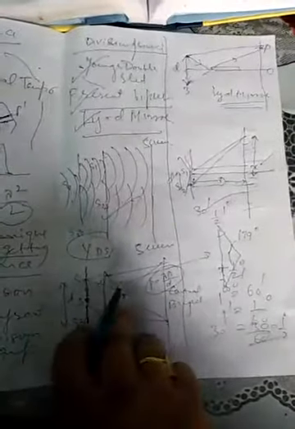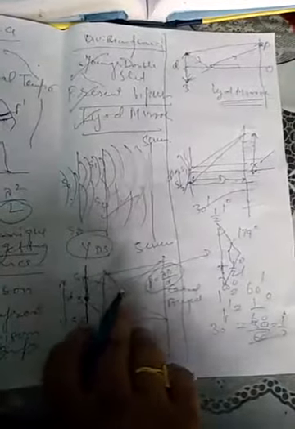There are different ways we can obtain the interference from the Fresnel biprism. That we will discuss in our next session.